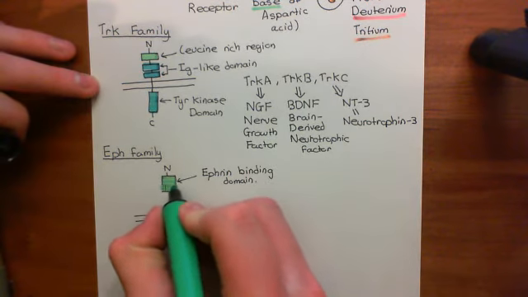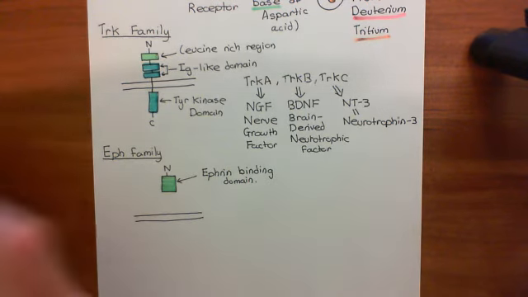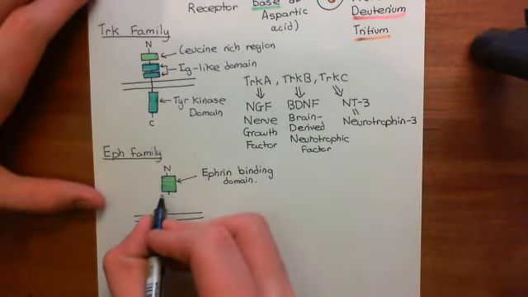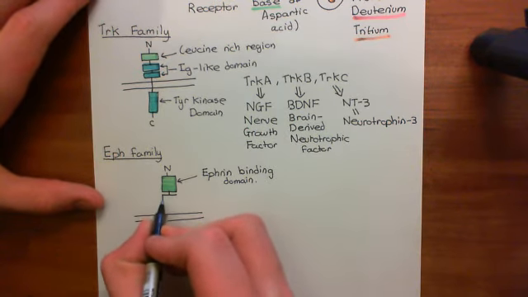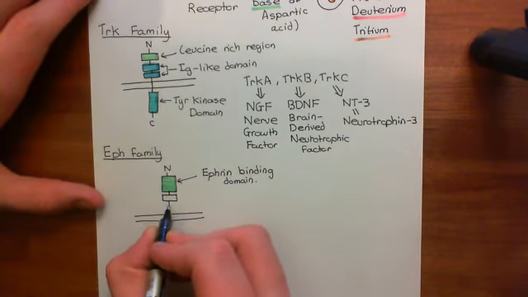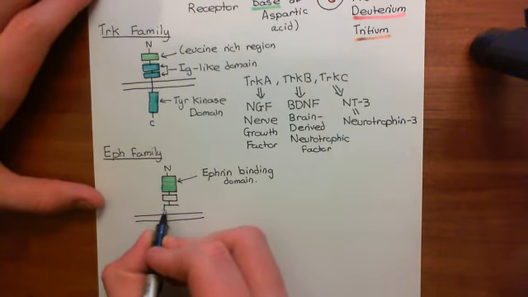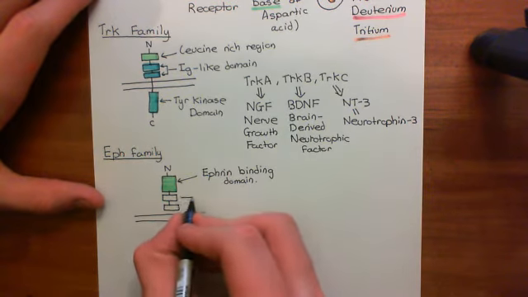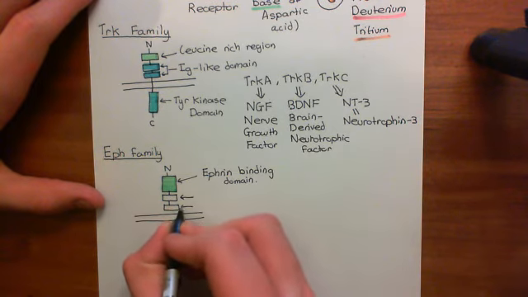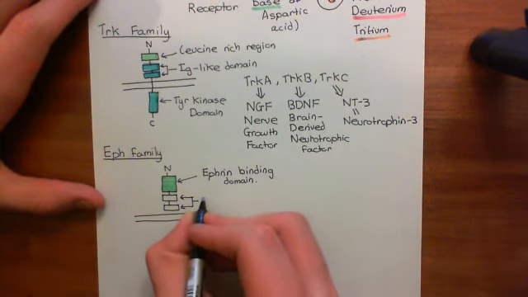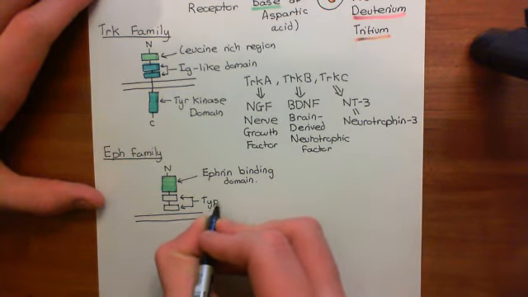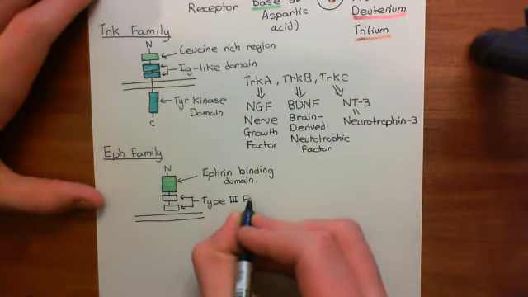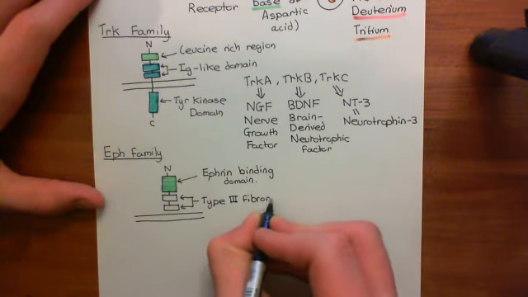Then after the ephrin binding domain, you have two domains which you find in many different proteins. You have two copies of a certain type of domain, known as a type 3 fibronectin domain. So both of these are type 3 fibronectin domains, and we have two of them after the ephrin binding domain here.